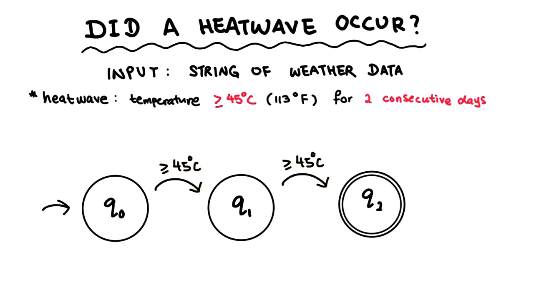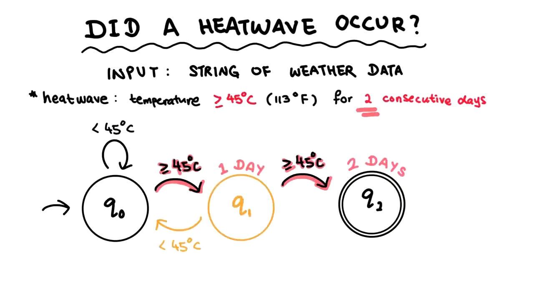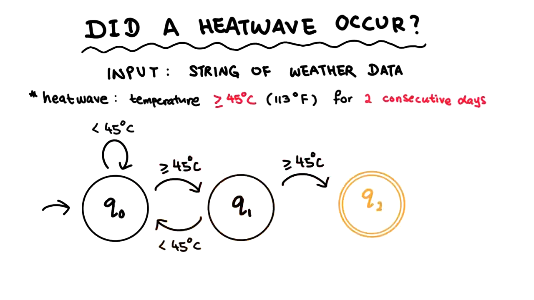And now to complete our machine, going back to our start state Q0, if the temperature is not over 45 degrees, we will remain in the same state. And if we are in state Q1 and the next temperature reading drops below 45 degrees, then we will go back to our start state Q0, because for it to be considered a heat wave, temperatures must be over 45 degrees for 2 days in a row.